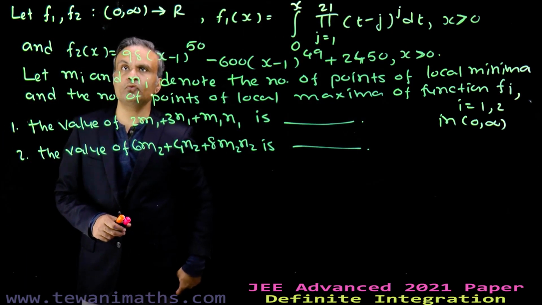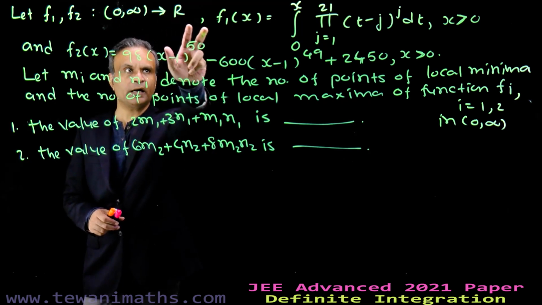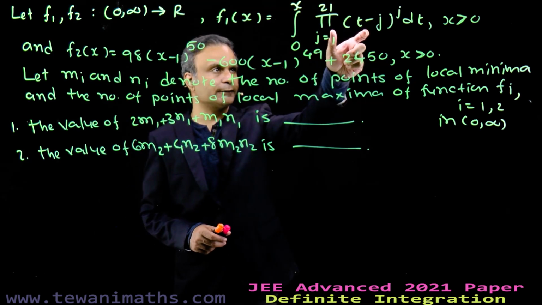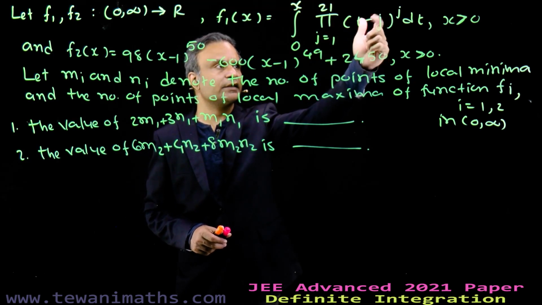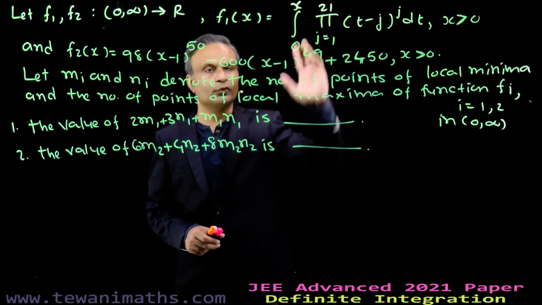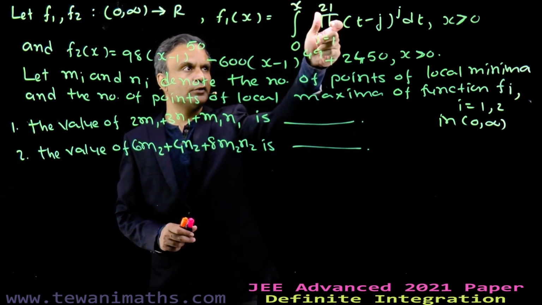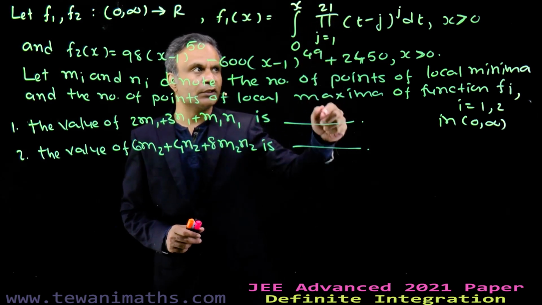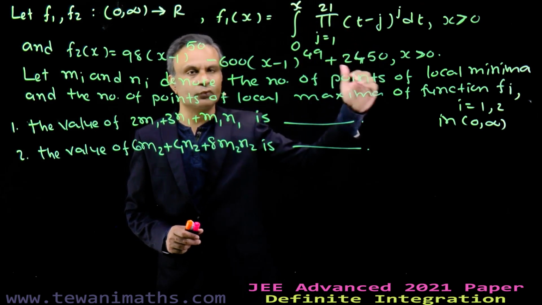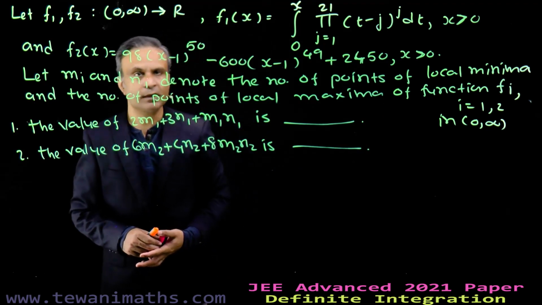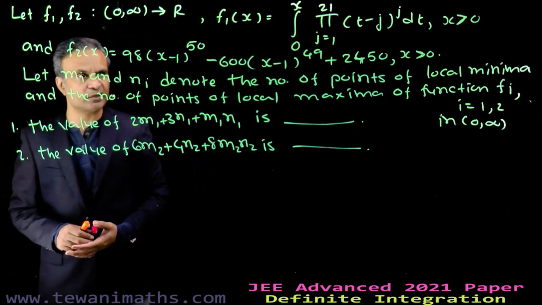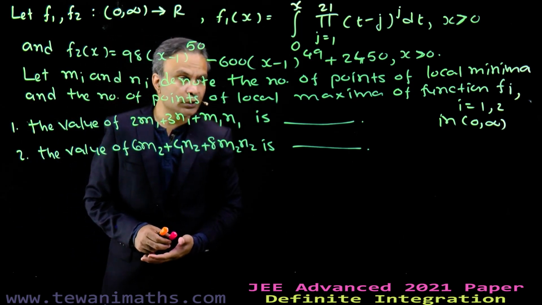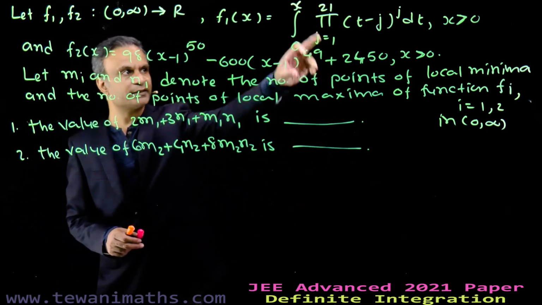Functions f1 and f2 are from this interval to set R, where f1(x) is this definite integral. Here we have the product of (t minus j) power j, from j equal to 1 to 21. This is the multiplication operator; we have the sigma operator for addition. We put j equal to 1, 2, 3 up to 21 and multiply. And f2(x) is 98 into (x minus 1) power 50 minus 600 into (x minus 1) power 49 plus 2450, where x is greater than 0.